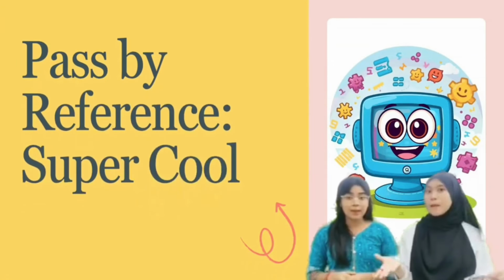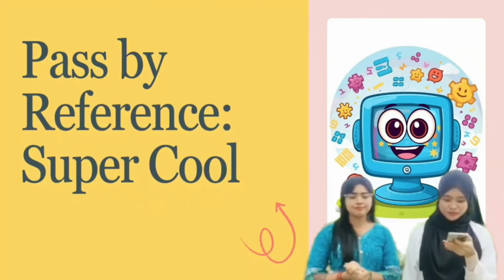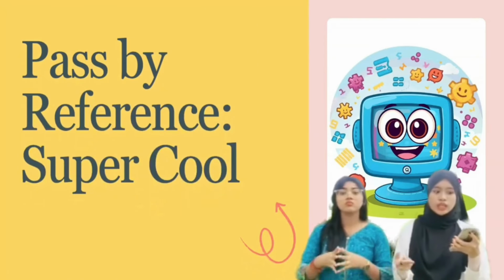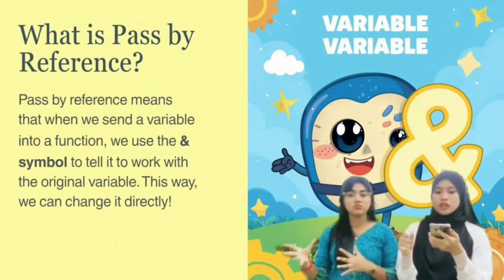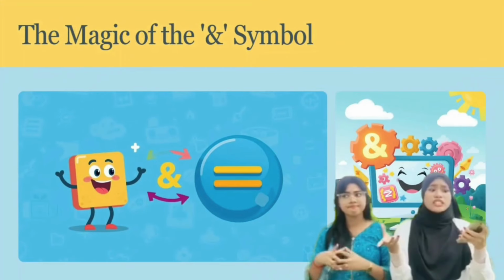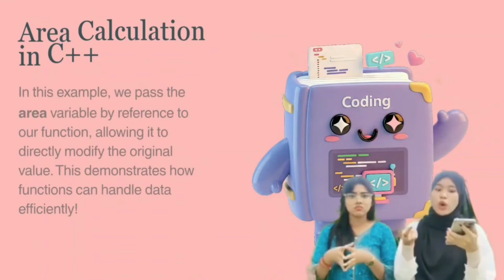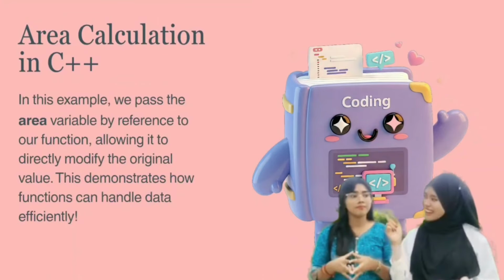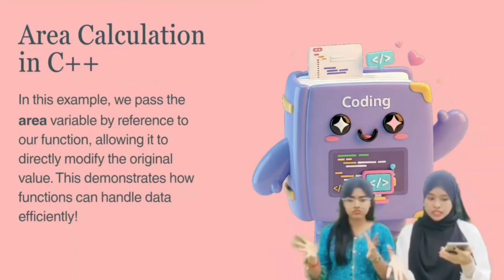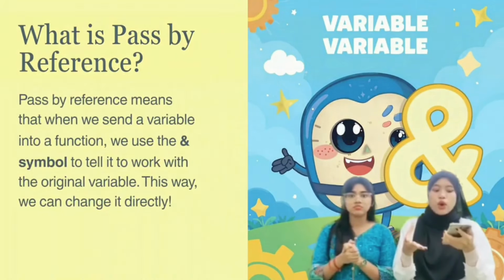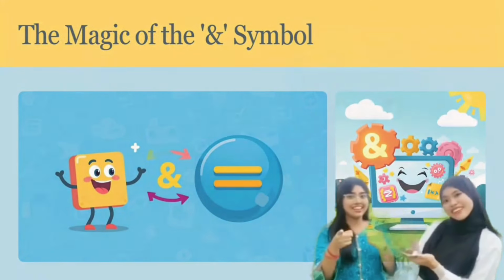Okay, second one is pass by reference. Here the function works with the original variable, not a copy. We use the ampersand symbol for this. So if the value is changed inside the function, the original value also changes. For example, if we pass area by reference, the function can calculate and store the result directly into area.